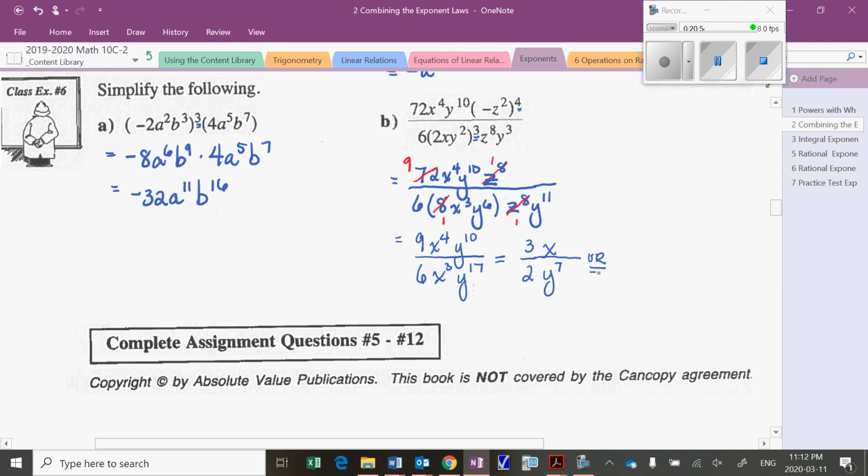That would be fine. Alternatively, those of you who know your exponent laws and are thinking through, okay, 9 over 6 is the same as 3 halves, then you might say, hey, 4 minus 3 is 1, so it's x to the 1, and for my y's, 10 minus 17 is negative 7. And so that would be fine as well, to say 3 halves, x to the 1, y to the negative 7, and that is equivalent to 3x over 2y to the 7th. We'll be going through that more later in terms of negative exponents and what that means, what's the equivalent as a positive exponent. So at this point, I will accept both.